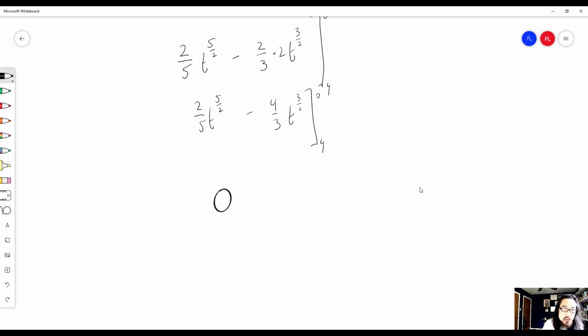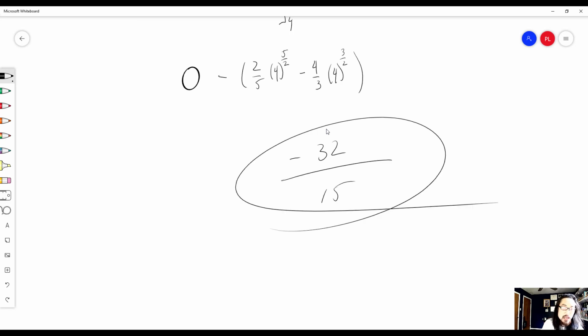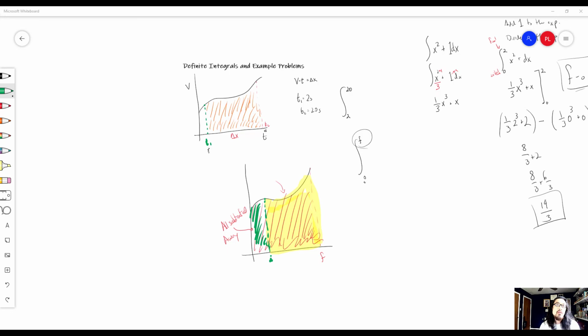So the first is just all 0 minus, so here we have 2 fifths. Then we have 4 to the 5 halves minus 4 thirds, 4 all to the 3 halves. Okay, and we use our calculator, we use our brains, and we get negative 32 fifteenths as our final answer. Believe me or not, that's what we get. Prove it to yourselves. All right, so that's how we integrate by doing definite integrals.